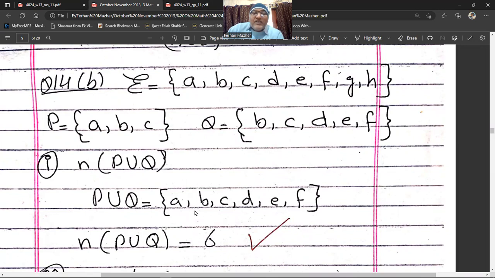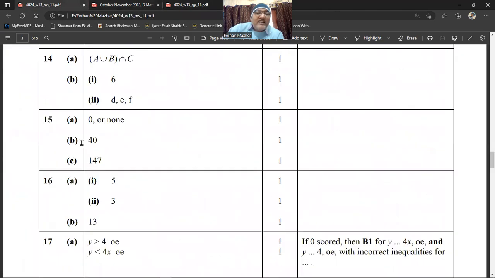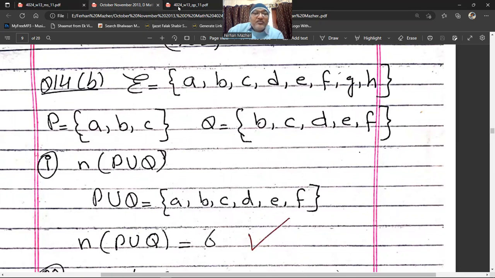And how many members are there? 1, 2, 3, 4, 5, 6. There are 6 members in this. So this small n means how many members are there in P union Q. So there are 6 members. Let's check. Our answer is right. The solution is showing up on your screen.